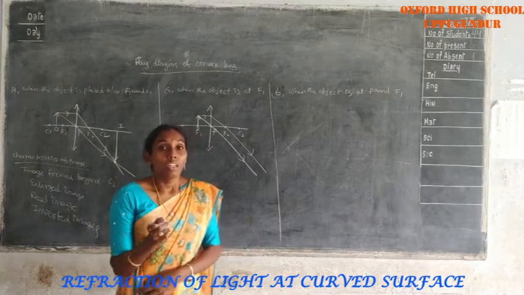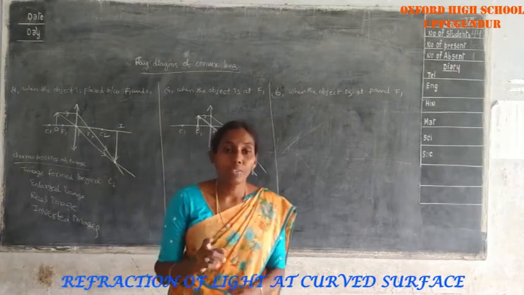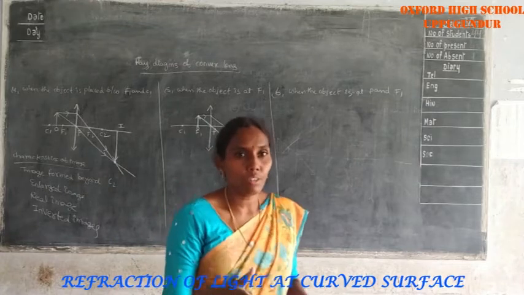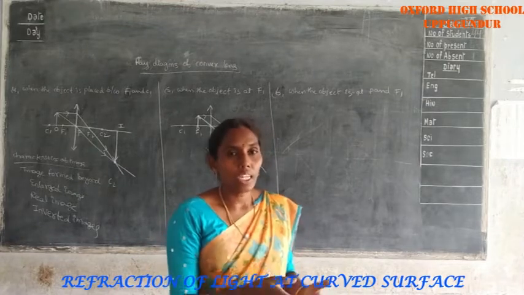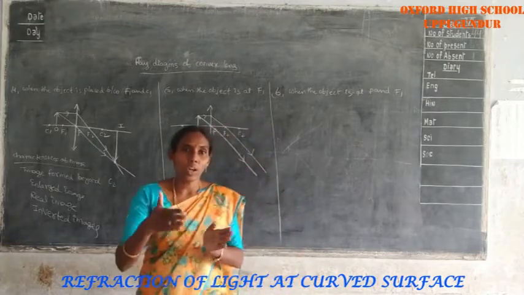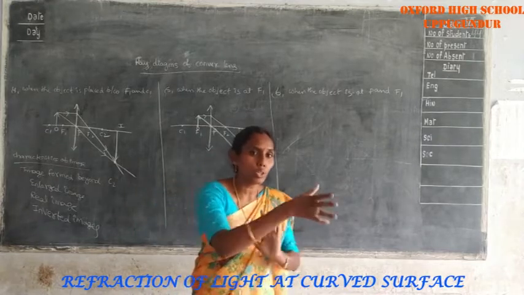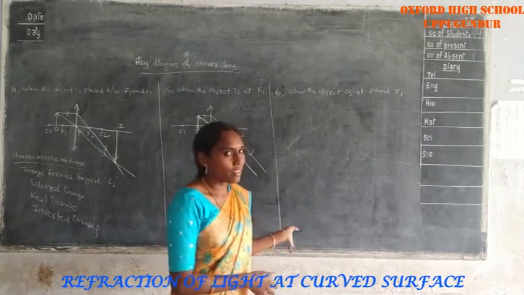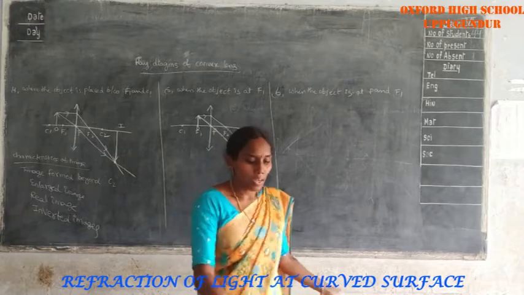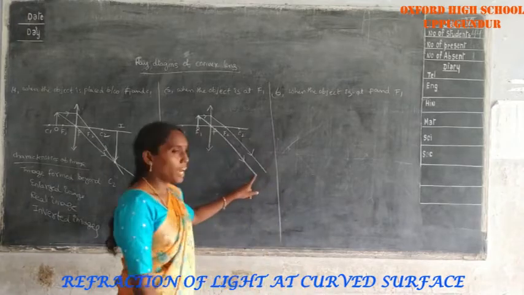Here, the nature of light is that if any obstacle is introduced in the path of the light ray, the light bends along its edges and goes straight. This is the basic nature of light. Here these two are the parallel rays.